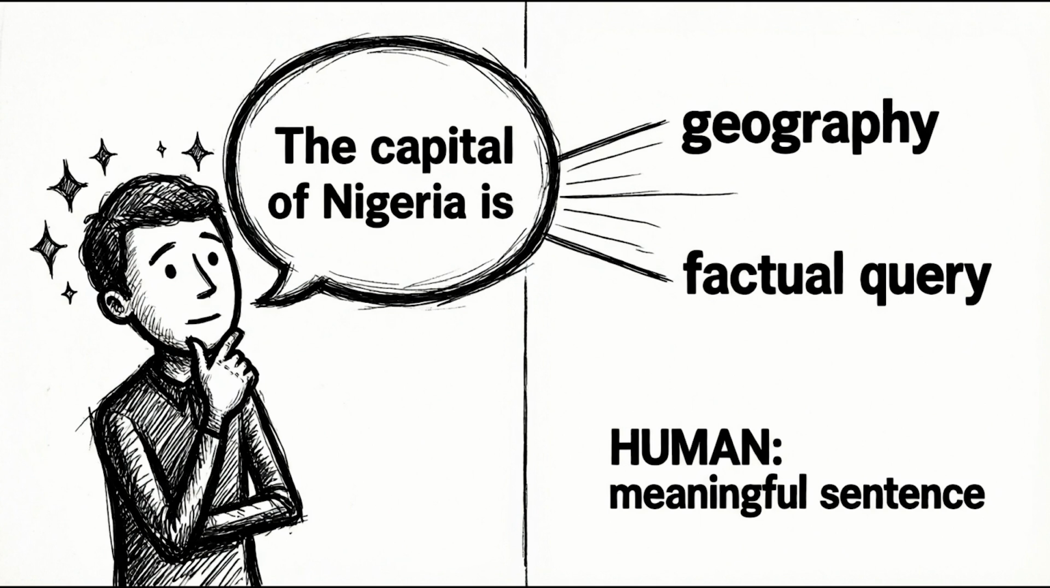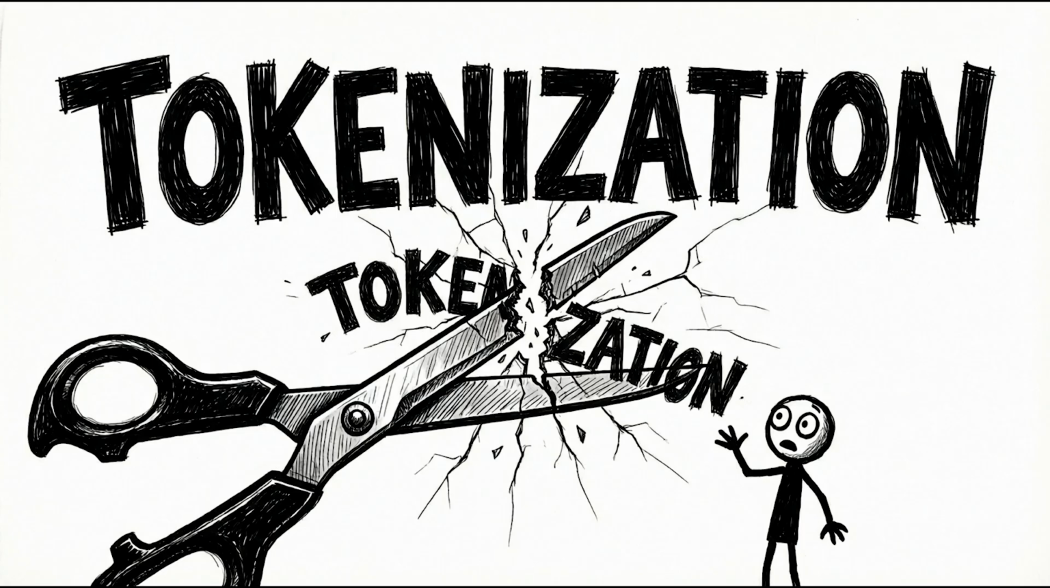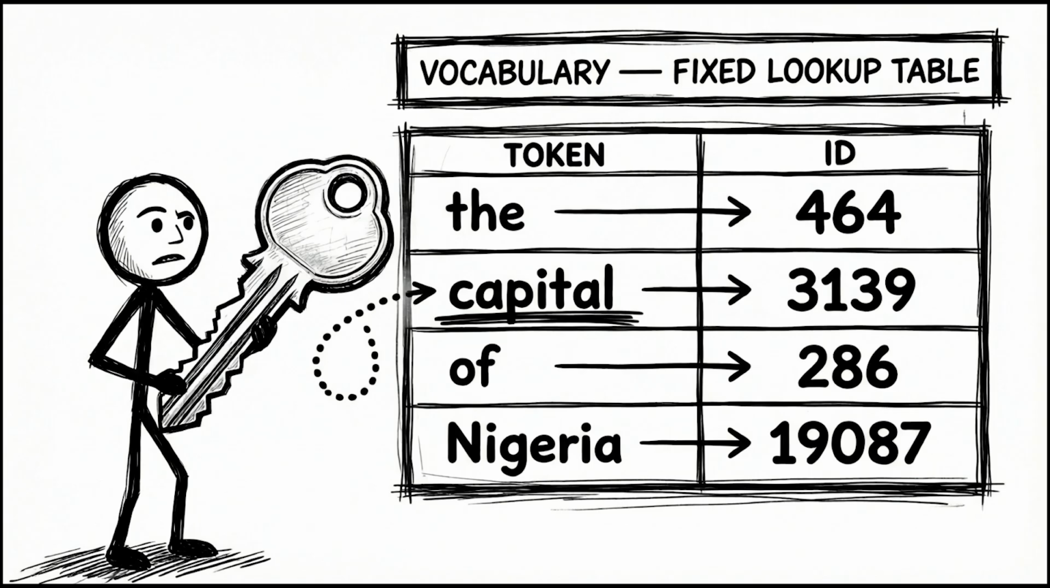Suppose our prompt is "the capital of Nigeria is". To a human being, that's a sentence. To a language model, it's just raw text, and neural networks cannot process text directly. They operate on numbers. So the first thing that happens is tokenization. A tokenizer breaks the input into small units called tokens. Each token gets mapped to a unique integer. A token might be a full word, part of a word, a punctuation mark, or even a space. So "the capital of Nigeria" might become something like a list of numbers.